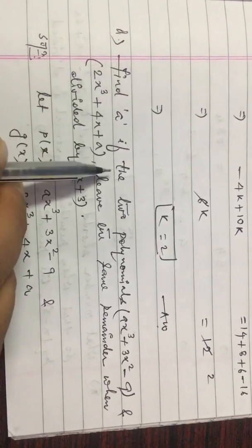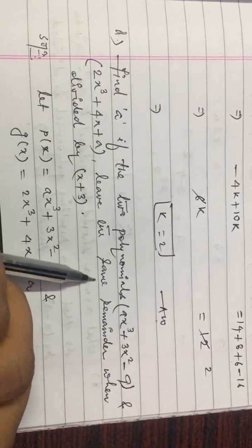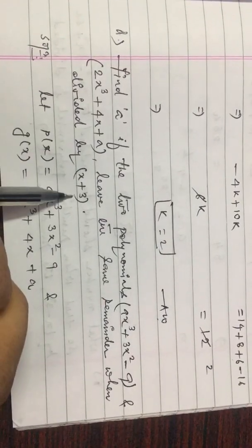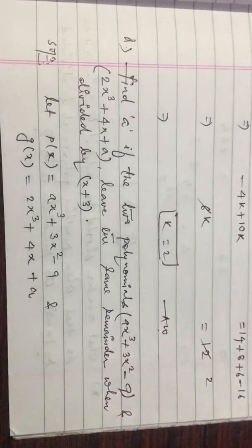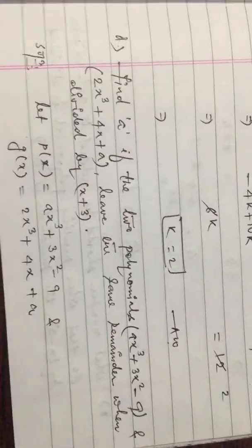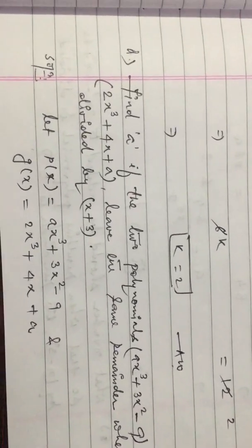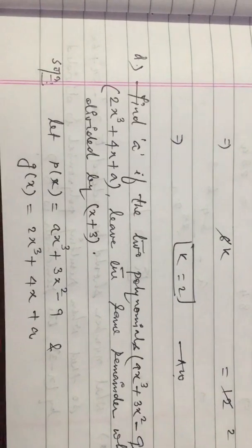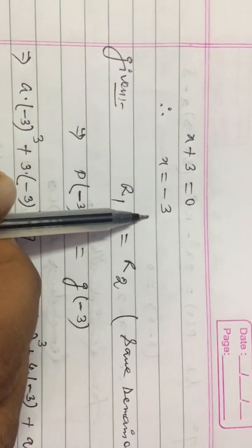Find a if two polynomials leave the same remainder when divided by x plus 3. So this we can suppose as p(x) and this we can suppose as g(x). Now we are going to divide by x plus 3. First we have to find the zero of x plus 3. Equate x plus 3 with 0, so x is equal to minus 3.